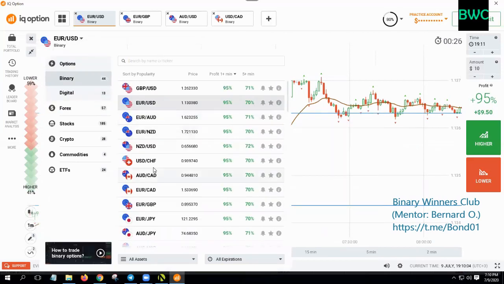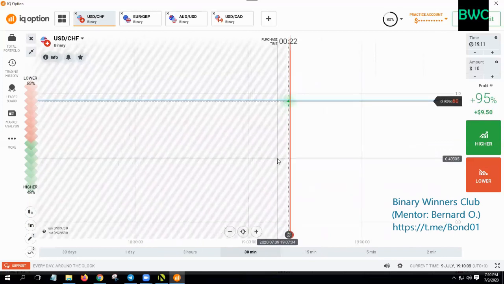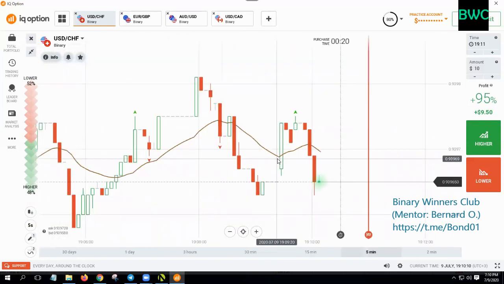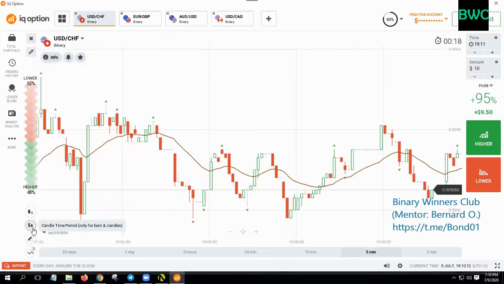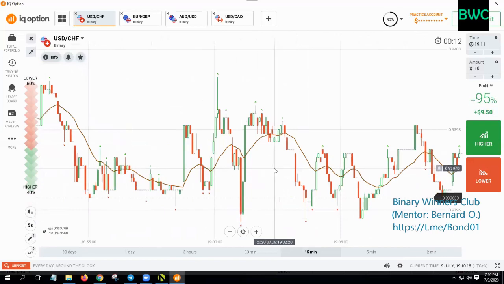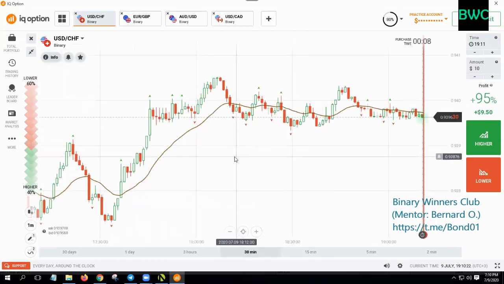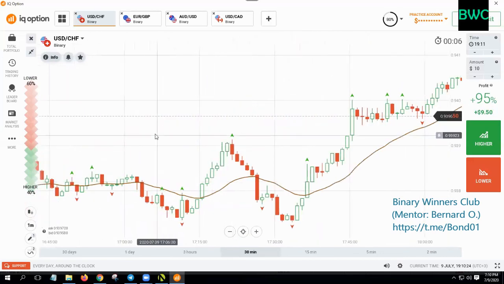Which pair do you like? USD CHF. There are pairs that I know are very crazy. From my experience, one of the pairs that acts up a number of times is Euro USD. Not Euro USD, but GBP USD. That pair is crazy, at least from my experience. The same with USD CAD a number of times.